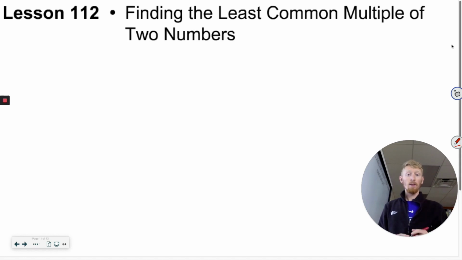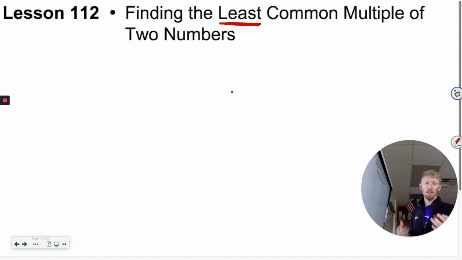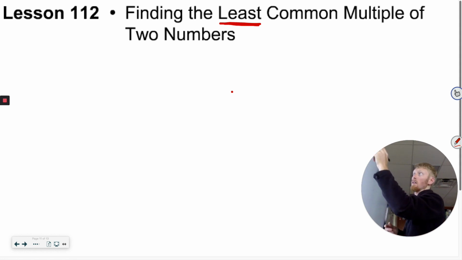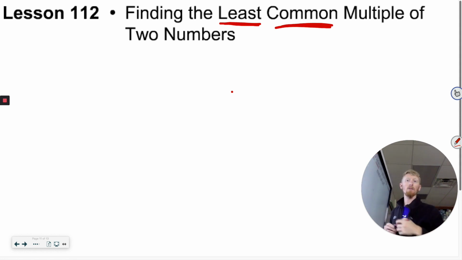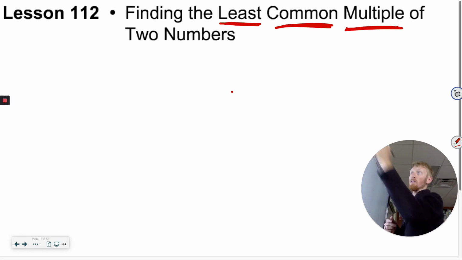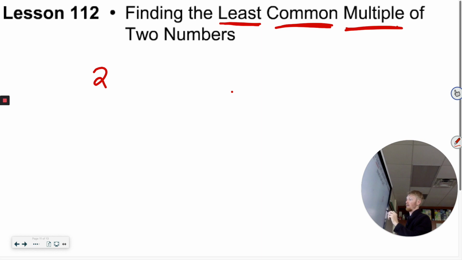All right, fifth grade, we have finding the least common multiple of two numbers. So, breaking this down, least means smallest. Common means same. And multiple would be a multiple of a number. So let's start with 2 and the number 3.